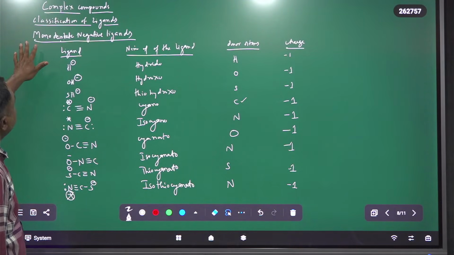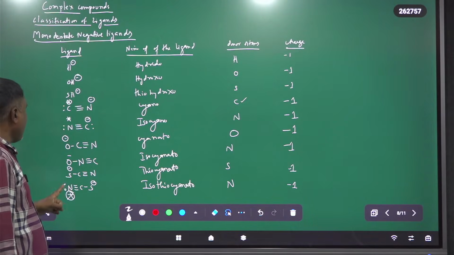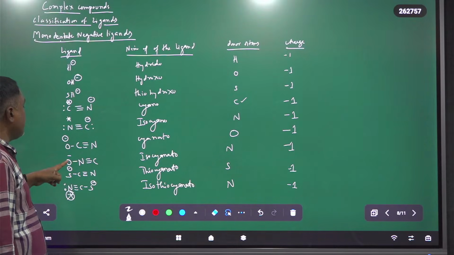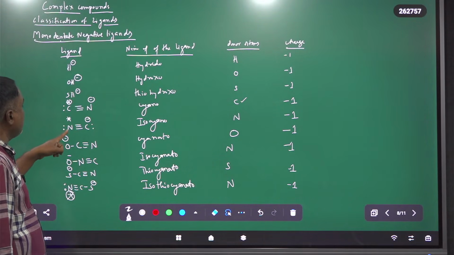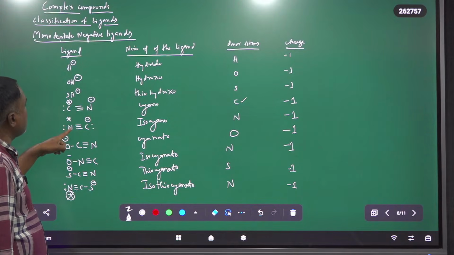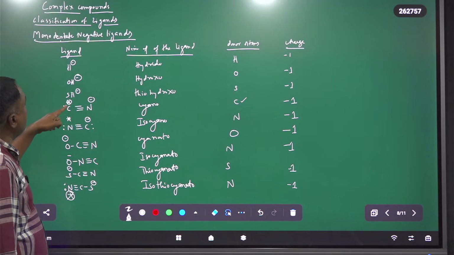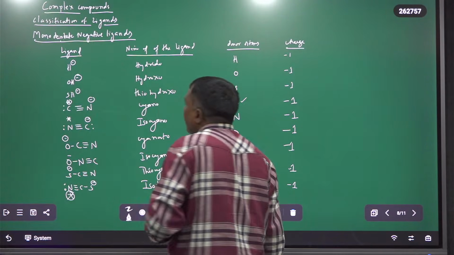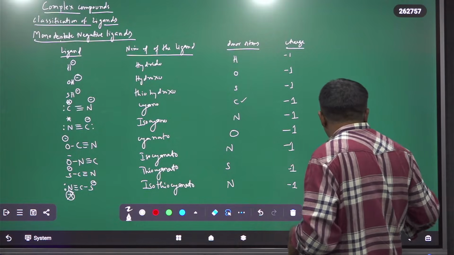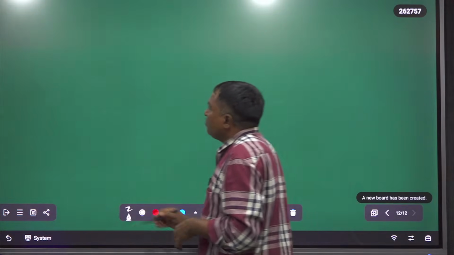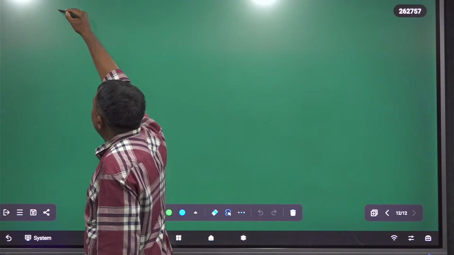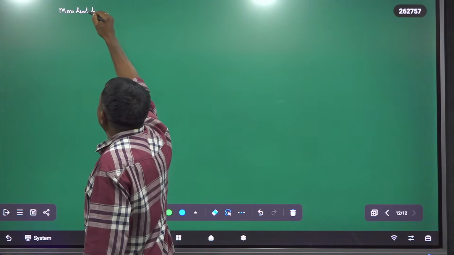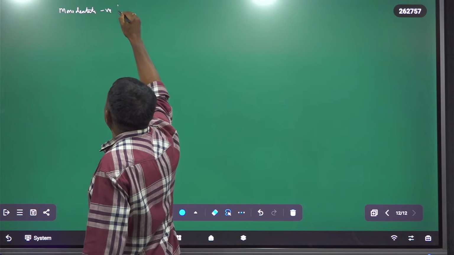Therefore all these are under what? Monodentate negative ligands. Here nitrogen is the donor atom. Here sulfur is the donor atom. In this oxygen is the donor atom. In this also oxygen is the donor atom. In the case of isocyano, nitrogen is the donor atom, but in the case of cyano, carbon is the donor atom. So these are some important monodentate negative ligands. After this, we again have some more monodentate negative ligands.